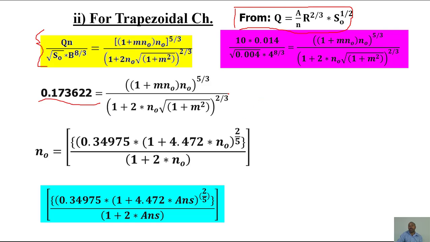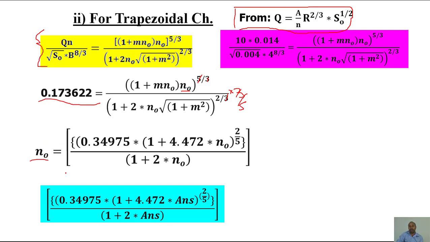Again, multiply both sides by 3 over 5. If you multiply both sides by 3 over 5, then this will be 2 over 5, because the 3 will cancel out. Clear? The 3 will cancel out automatically. Then you have n naught. Take this n naught here. Then be careful with brackets or braces.